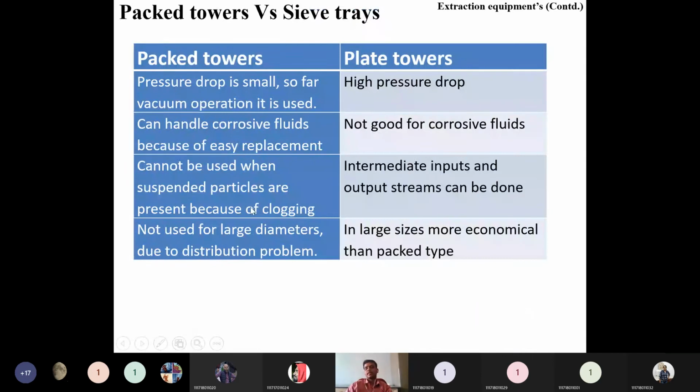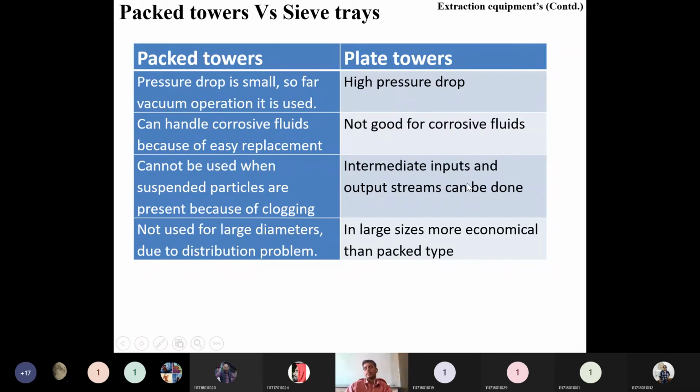Then, packed towers cannot be used when suspended particles are present because of clogging. Inside the packing there is a tortuous path, an opening or porosity of that bed. The pore size of this bed will be very small. So when suspended particles are inside, those particles will clog the available pore diameter. When it is clogged with solid particles, channeling or flooding of the liquid will be very high, due to the non-availability of area and path to travel for the liquid. So it will be clogging.